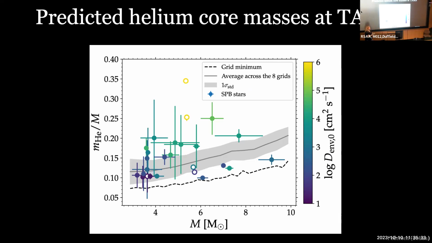And here the dashed black line corresponds to the minimum amount of mixing that was included in our grid of models. And all I really want you to take away from this diagram is that as we're increasing the levels of mixing in the envelope, we do see a tendency that also the helium core masses are increasing as well. So we have some observational evidence for this too.